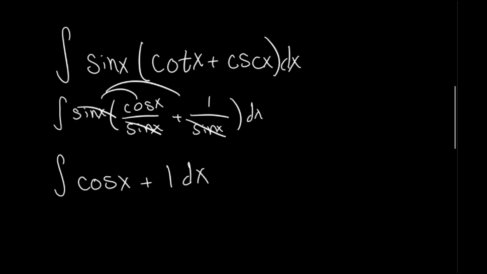Now, what function can we take the derivative of to get cosine? And that is sine of x. And then 1 is simply the same as x to the power of 0, which again would just be x, so x plus sine of x plus c.